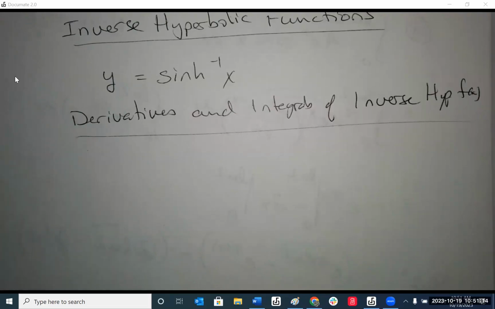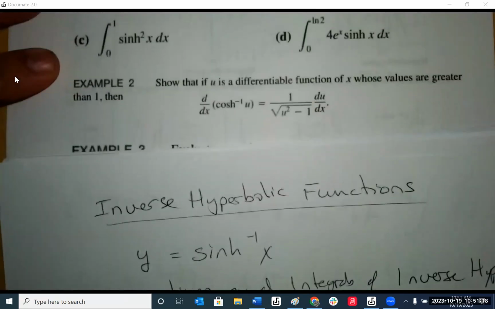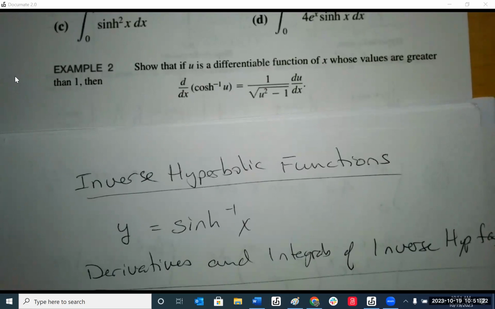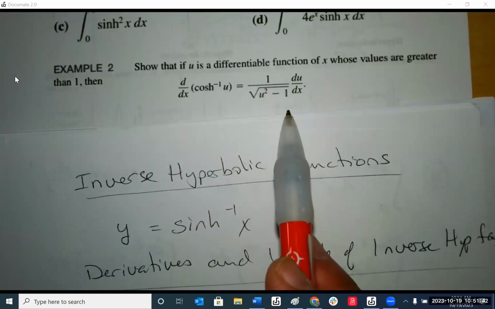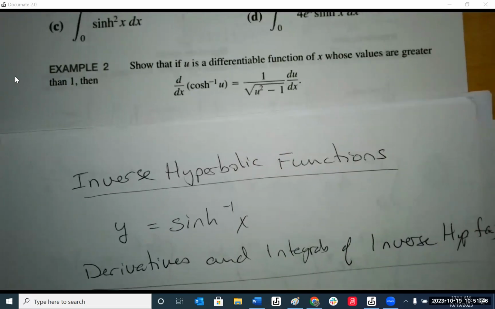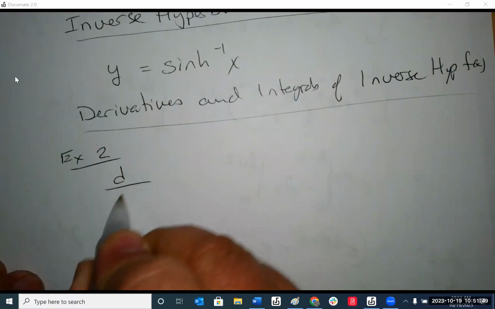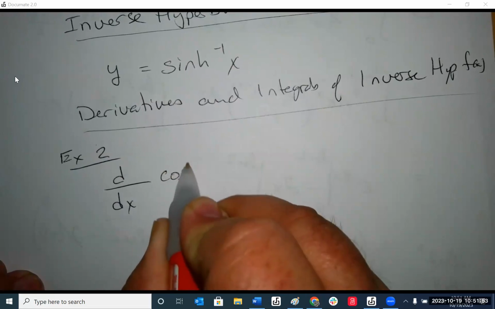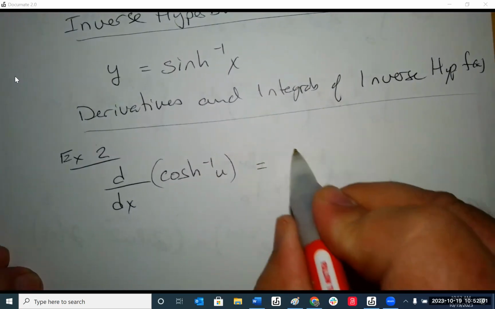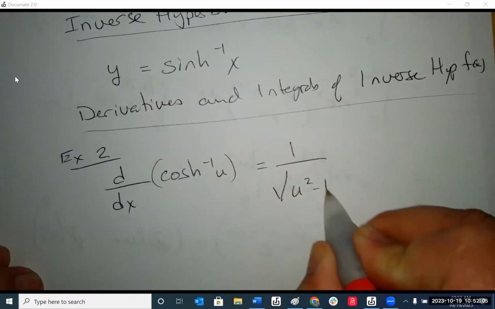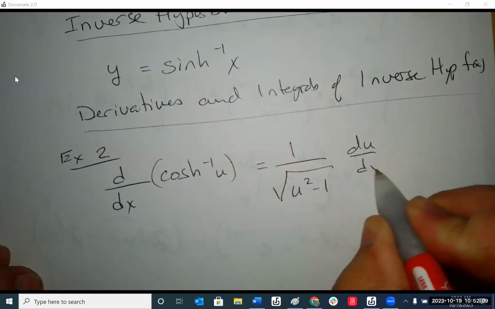Where's my example sheet? There it is. Example 2. Show that if u is a differentiable function of x whose value is greater than 1, then the derivative of the inverse cosh of u equals 1 over the radical of u squared minus 1, times du/dx. So what it's asking us is to prove that this exists.